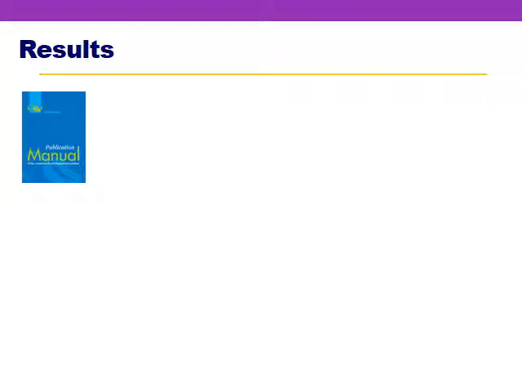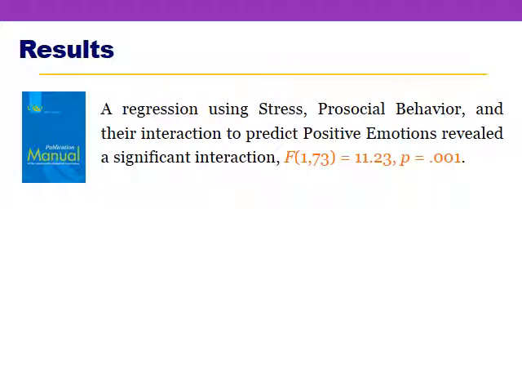So pulling all of this together, how would we write up our results? First, we're just going to simply explain what we did, and we're going to cut right to the chase and talk about the significant interaction. So we did a regression. We used stress, prosocial behavior, and their interaction as predictors of positive emotions, and we found that the interaction was significant.